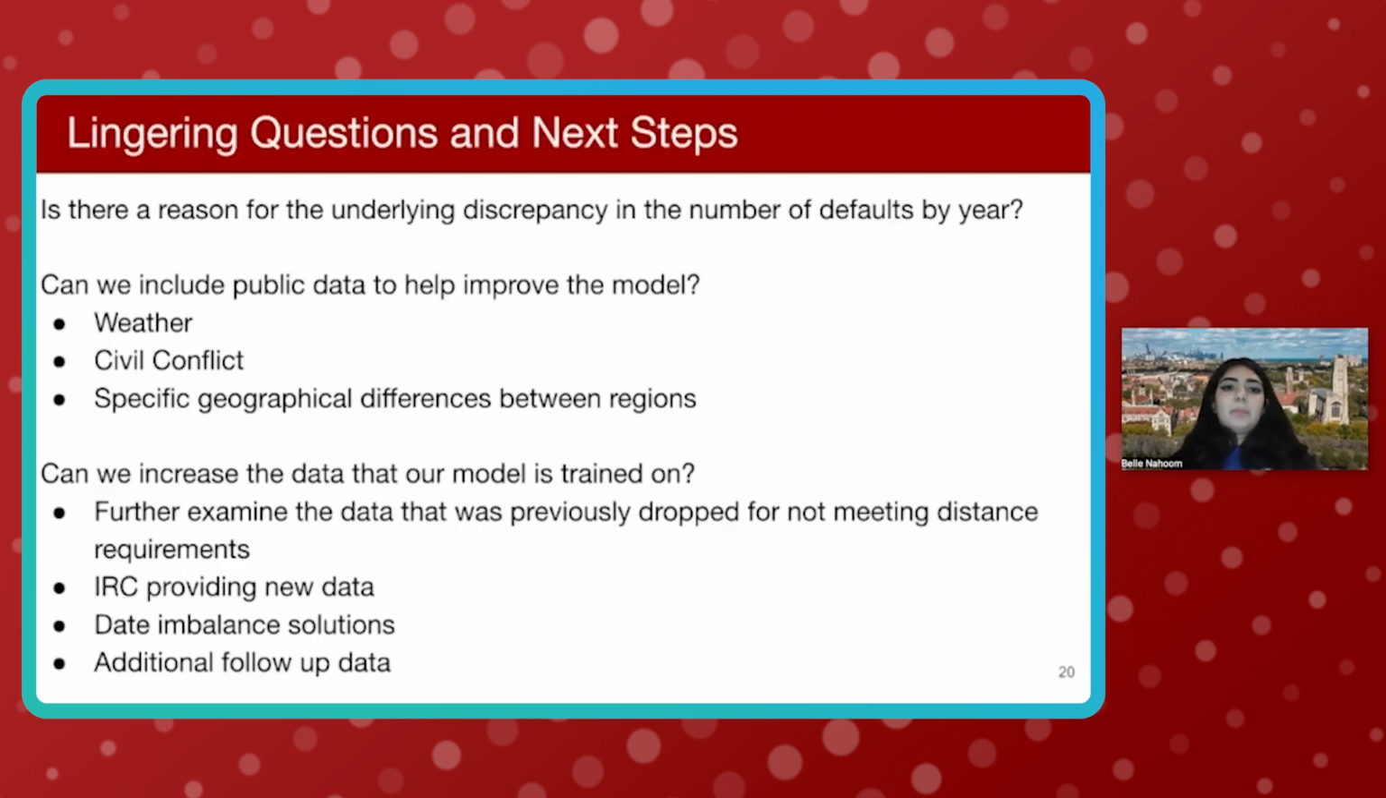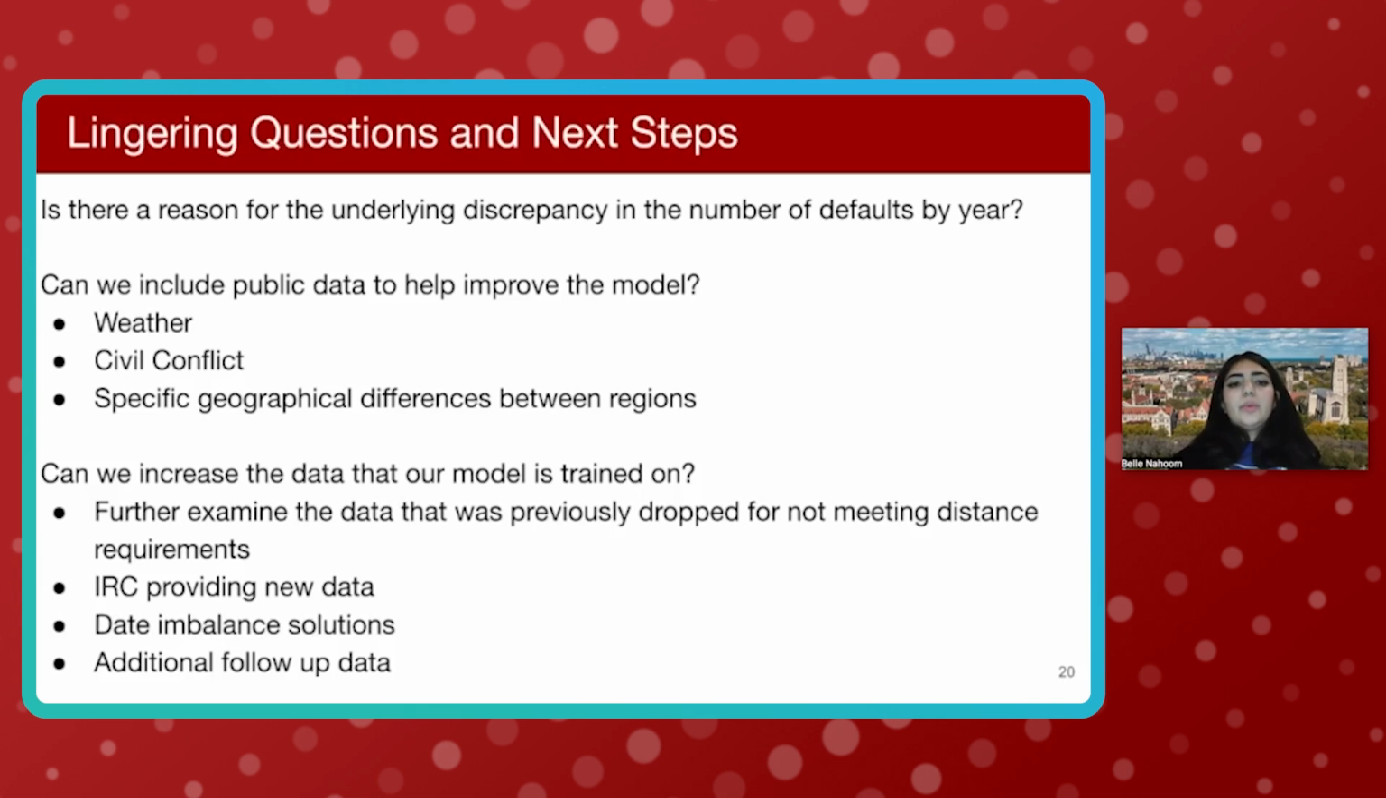In terms of next steps, we believe that in mitigating some of the limitations we just discussed, we could try to increase the amount of data that our model is trained on via new data from the IRC. We spoke to the IRC and they're working on finding coordinate locations for some of the data that was dropped.